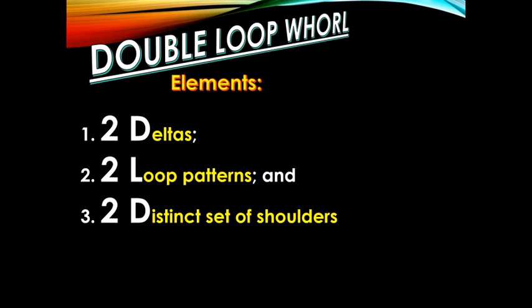Again, for you to be able to memorize easily the elements of a double loop whorl, you may consider these acronyms: the 2D, 2L, and the 2D. So 2D stands for 2 deltas, 2L for 2 loop patterns, and 2D for 2 distinct set of shoulders.